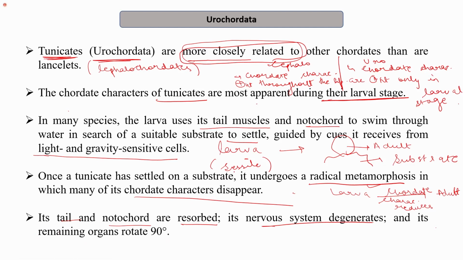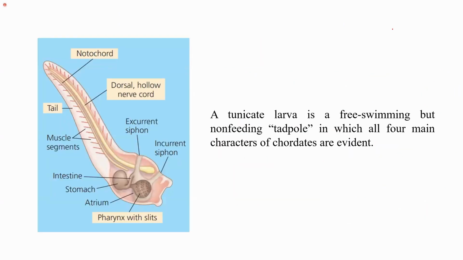So therefore, whatever the chordate characters were present in the larval stage, the adults do not show those chordate characters. Their tails and notochord get resorbed into the body. Its nervous system degenerates, so they do not have a well-developed nerve cord, which is the peculiar feature of the chordates. So as compared to the cephalochordates, these chordates do not have their chordate characteristics throughout the life, and most of them are lost during metamorphosis, that is when the larva develops into the adult.